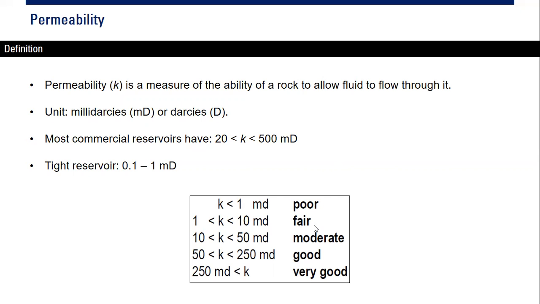Okay, and here is another classification. Permeability below 1 millidarcy, we call it poor reservoir or poor rock. 1 to 10, fair. 10 to 50 millidarcies, moderate. 50 to 250 millidarcies, good. Good reservoir, good rock, good property. And 250 millidarcies or more than, I think this should be more than 250 millidarcies, we call it very good rock, very good permeability.